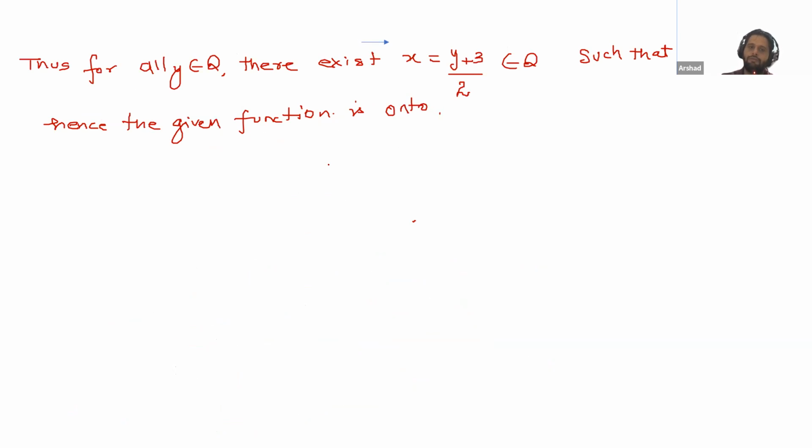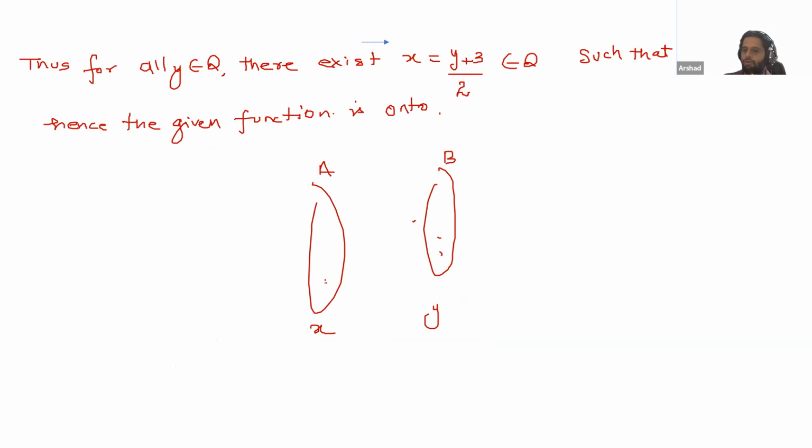So what here we are saying is that we have two sets. This is A and this is B. Okay, so y we have selected from here, x we have here. So what we are saying is, for every value of y, there exists x, which is onto. This is clear, Noma, now?